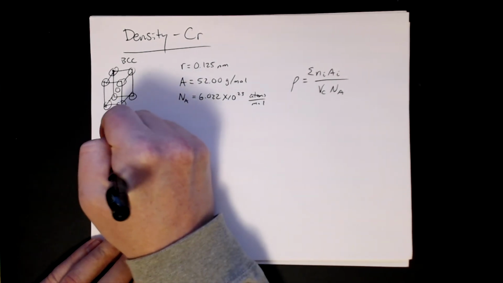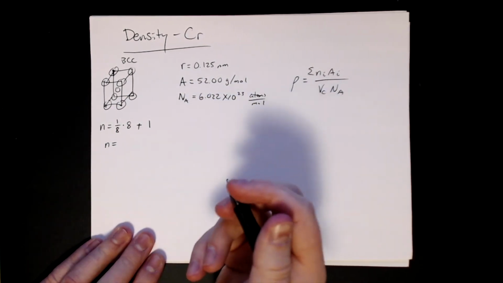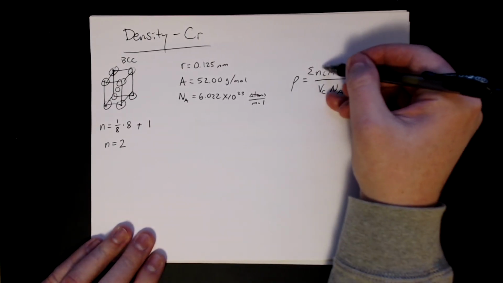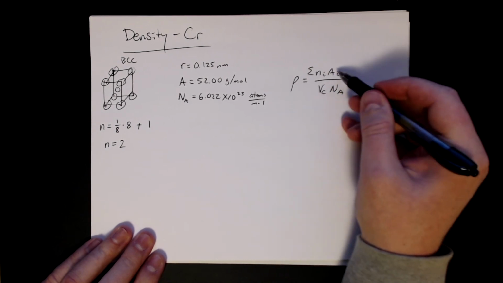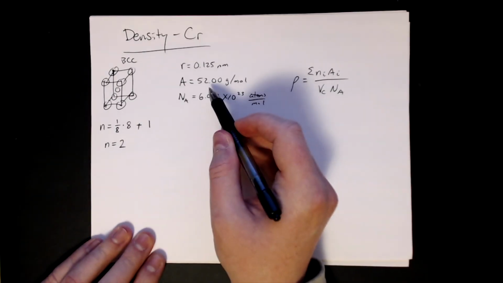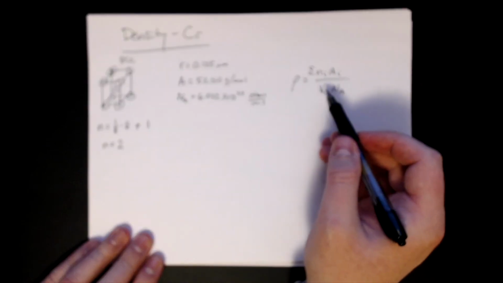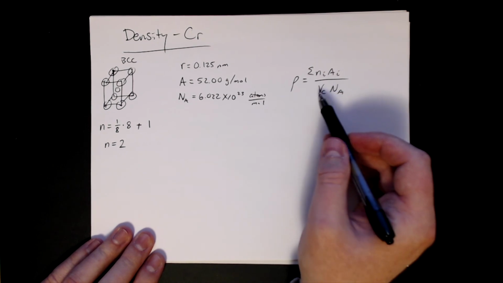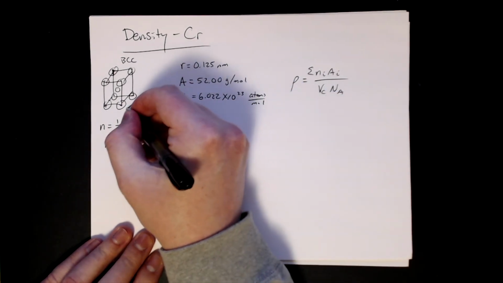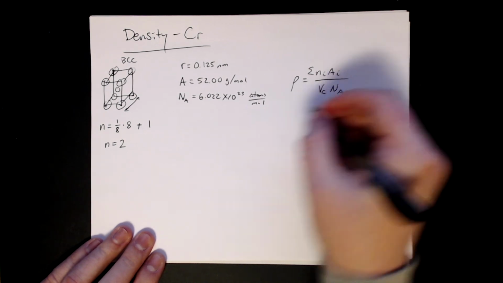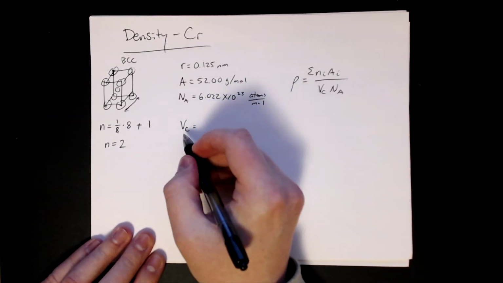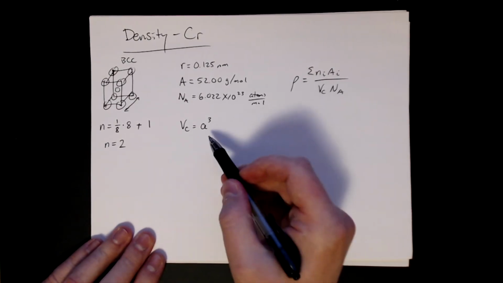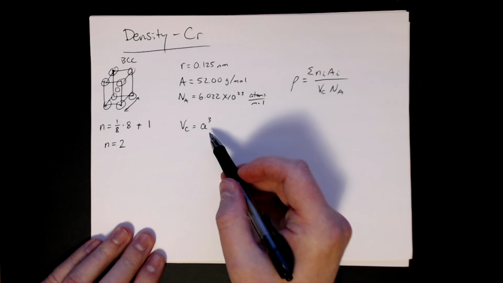So our number of chromium atoms, or number of atoms in any BCC structure, is going to be 2. We know this part. And then we know A because we're given this, or we can look it up in the periodic table. And then we have this. So the last part now is the volume. So we know that this is A. We already know that the volume of the unit cell, which we're calling VC, is A cubed. Volume of a cube, A cubed.